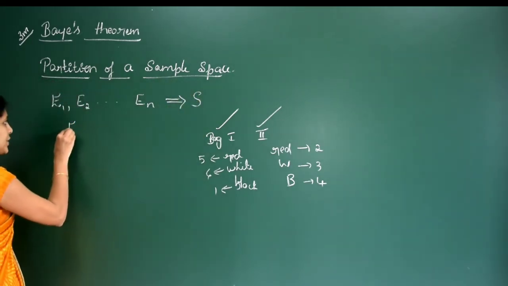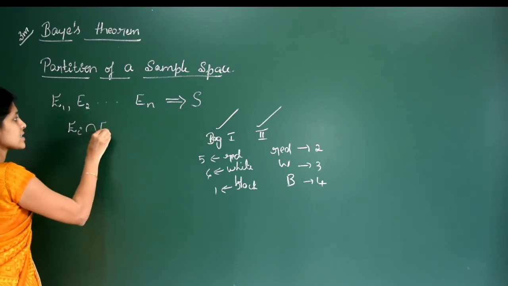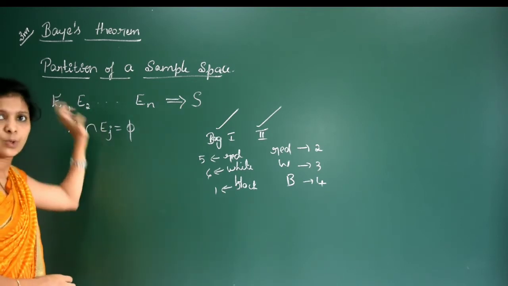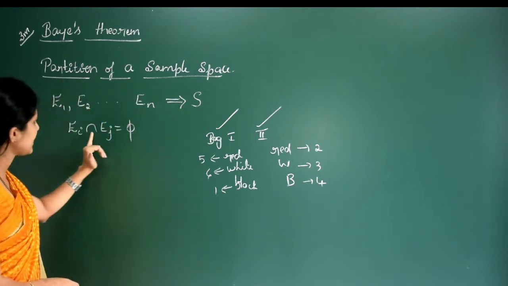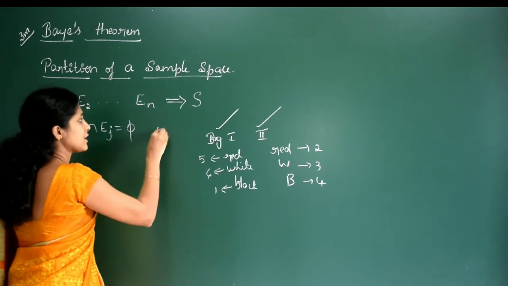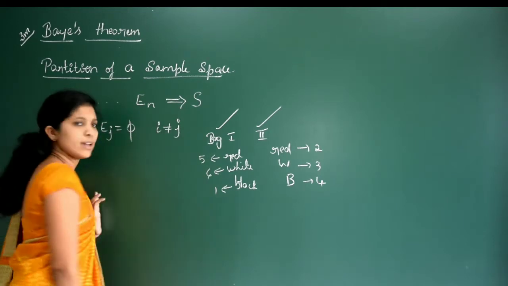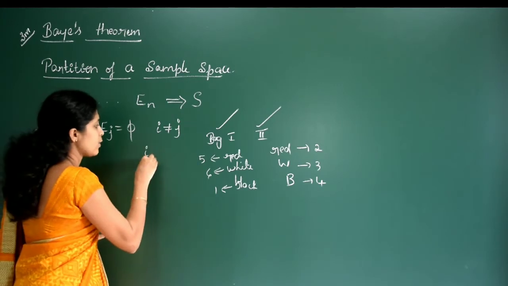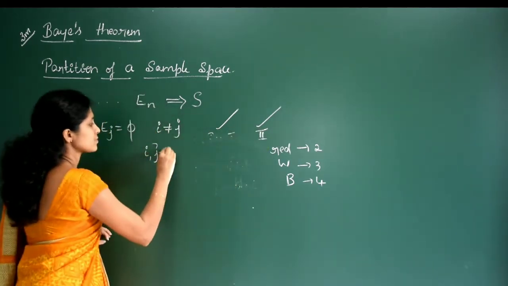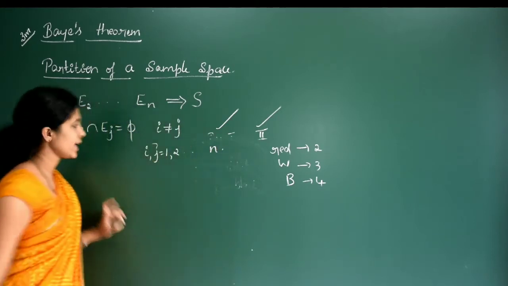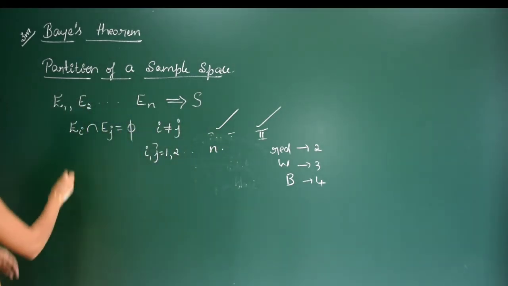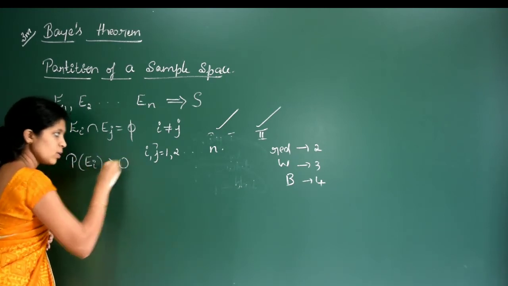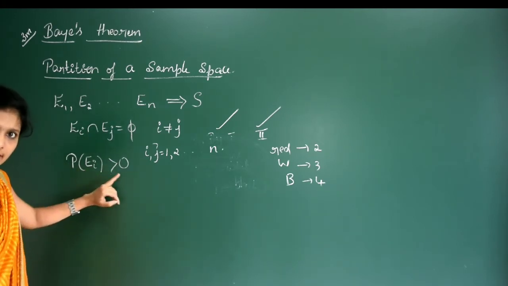Then one more thing: the intersection of any two events, Ei intersection Ej, is equal to empty. There are no common elements between E1 and E2 or E1 and E3. Ei intersection Ej is empty when i is not equal to j. If i is equal to j, then it cannot be empty, right? So i is not equal to j, and i and j vary from 1 to n. And the probability of each event is greater than 0.